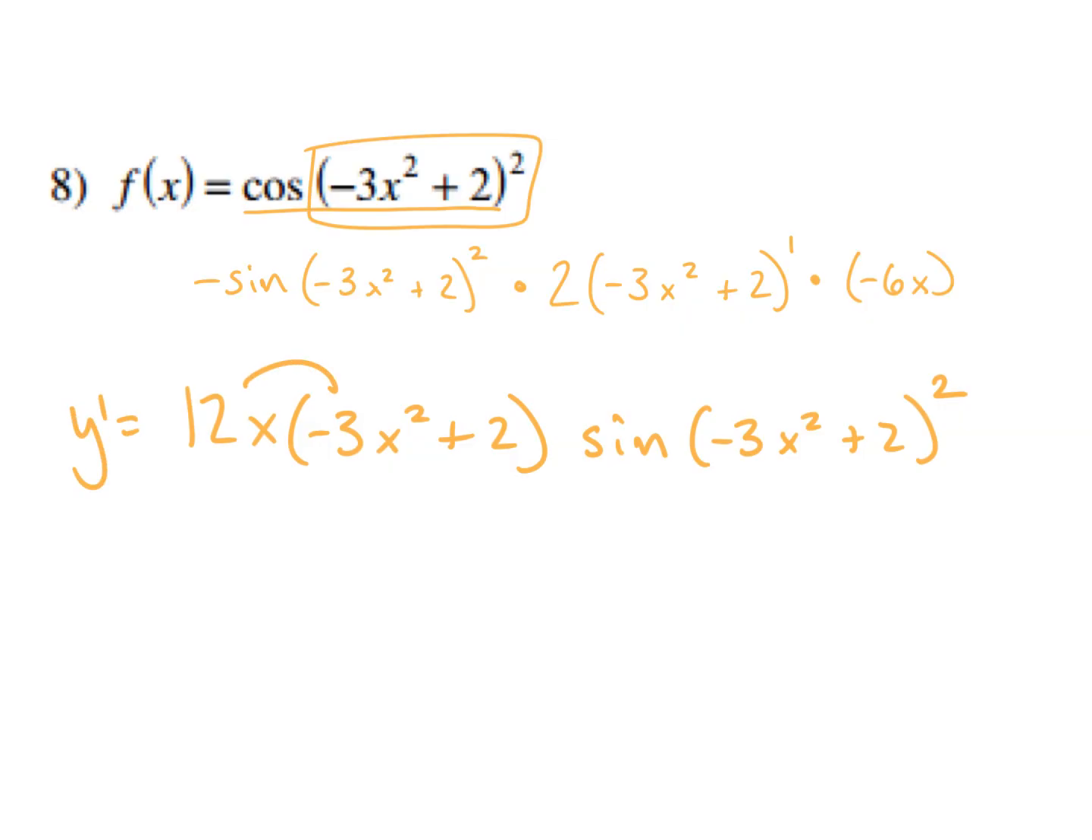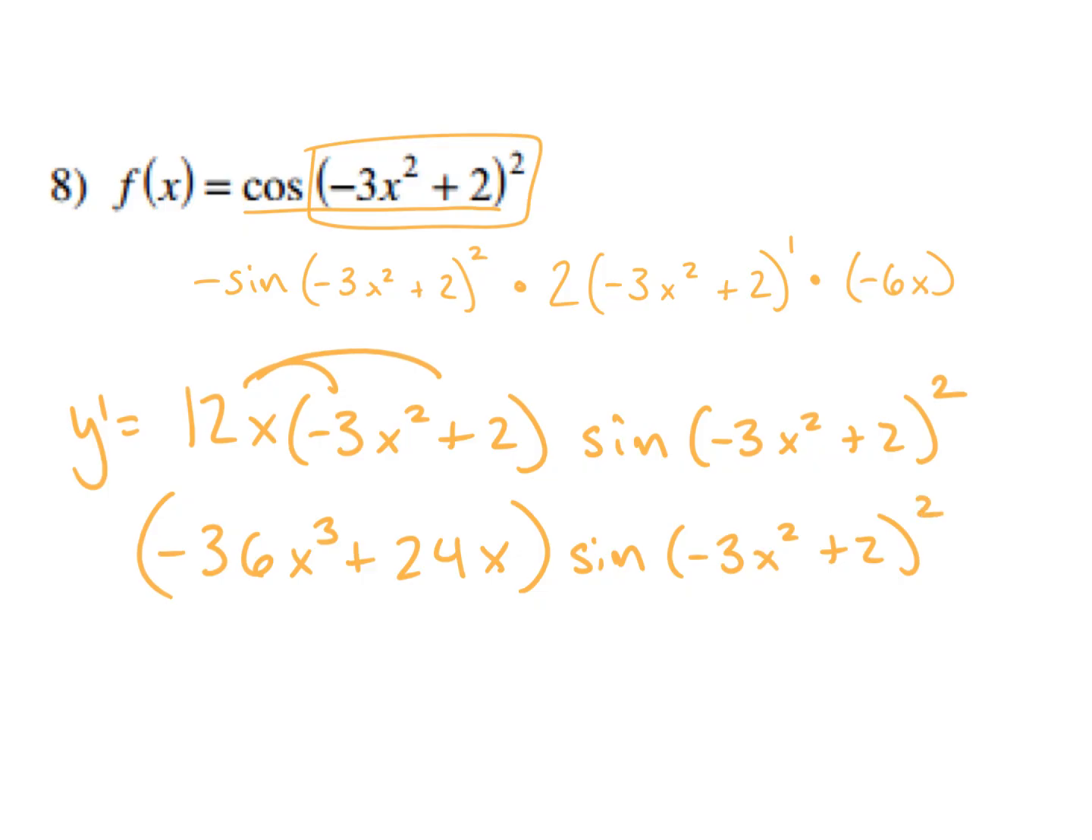And then again here you could distribute. If you do distribute, this would give us negative 36x cubed plus 24x. Make sure you leave this in parentheses as well, because both of these terms are still being multiplied to the sine of (negative 3x squared plus 2) squared. So if you do distribute, you need to keep those parentheses.